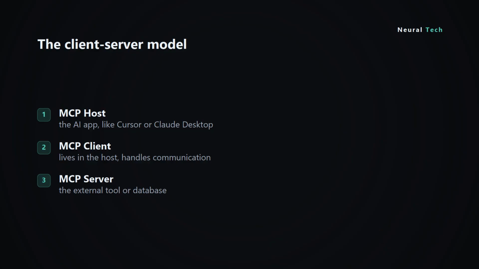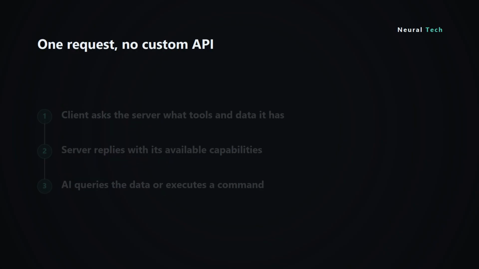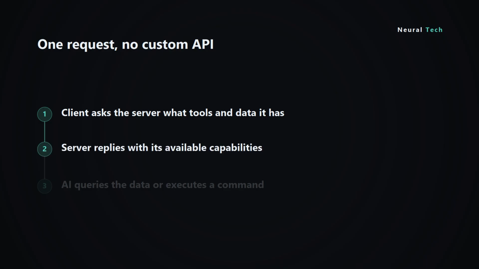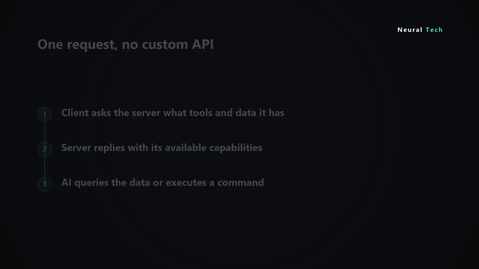For example, you can set up an MCP server for your company's internal PostgreSQL database or your GitHub repositories. When you ask your AI a question, the MCP client uses a simple standard to ask the MCP server, what tools and data do you have available? The server replies, and the AI can seamlessly query the data or execute a command, like writing to a file or pulling a ticket, without you ever writing a custom API integration.